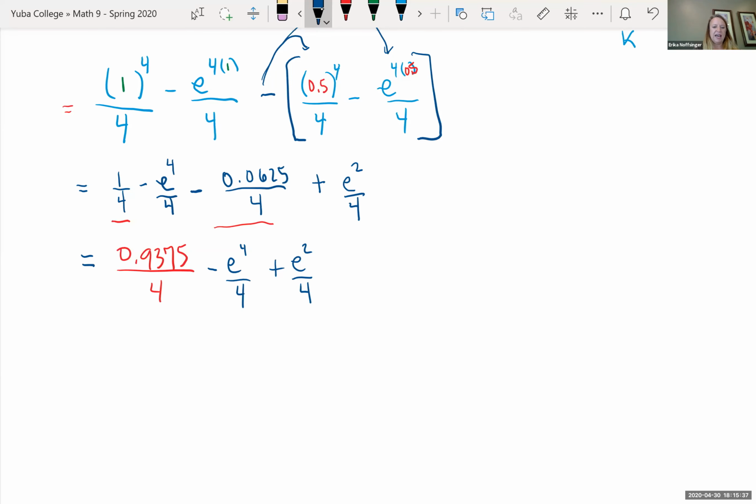So I can take that answer and subtract off e to the 4th. I'm just going to combine my numerators, plus e to the 2, divided by 4. If you do this, you get approximately negative 11.57.